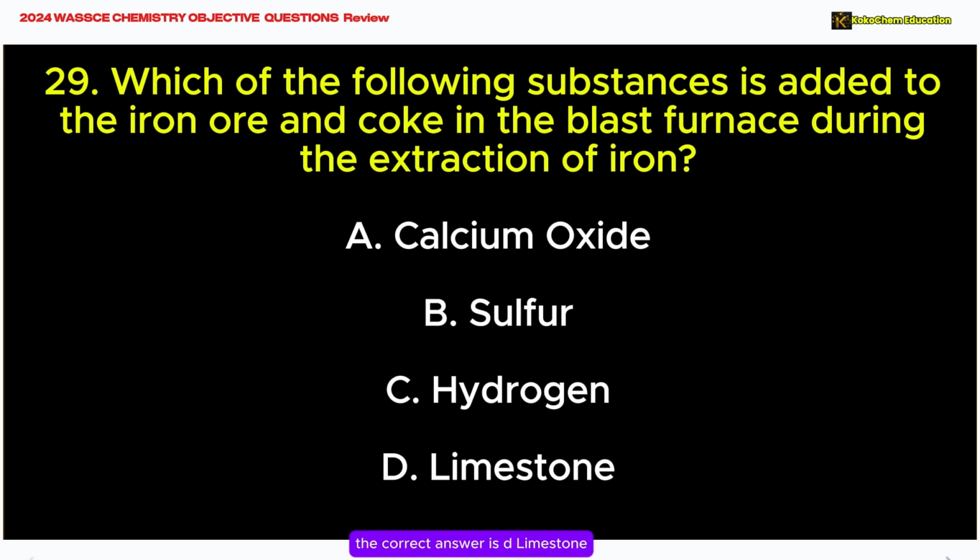The correct answer is D. Limestone. Explanation. Limestone, which is calcium carbonate, is added alongside iron ore, which is Fe₂O₃, and coke, which is carbon.